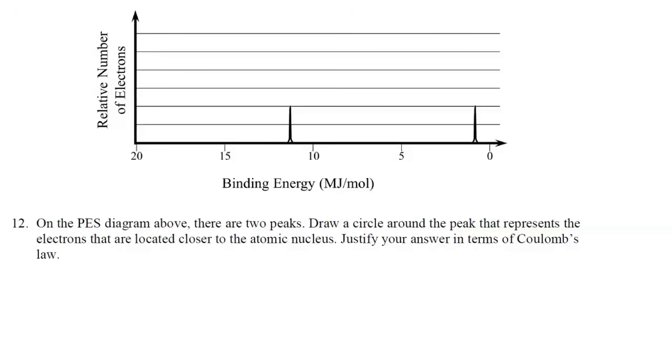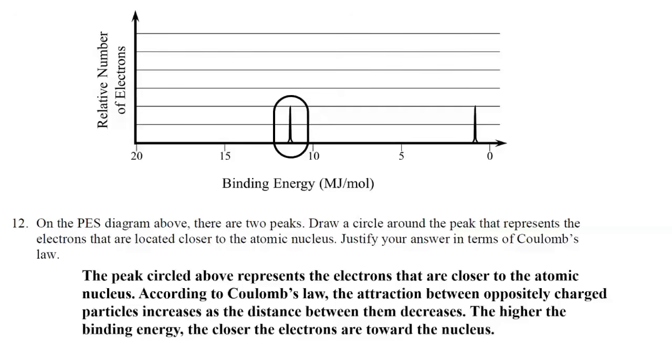Well, think about Coulomb's law in terms of distance. Closer to the nucleus is a stronger attraction. Farther away from the nucleus is a weaker attraction. So we're going to circle this particular peak that has the higher binding energy. And that's because, according to Coulomb's law, the attraction between oppositely charged particles, in this case the electrons and the nucleus, that attractive force increases when they are closer together, as the distance between them decreases. So the higher the binding energy, the closer the electrons are toward the nucleus.